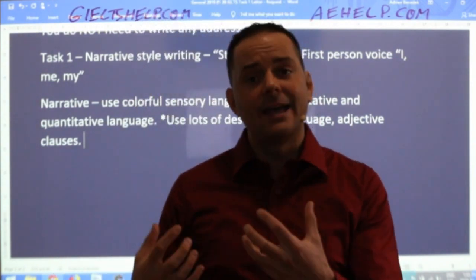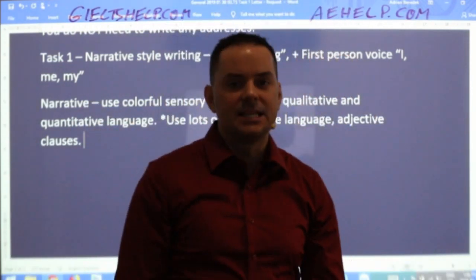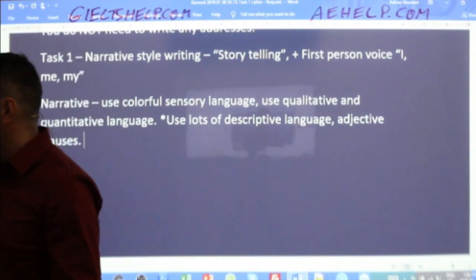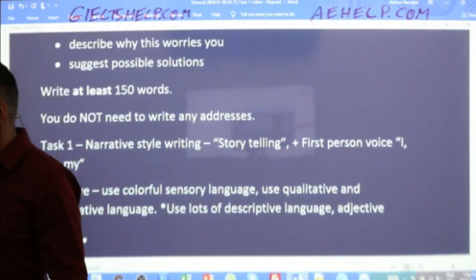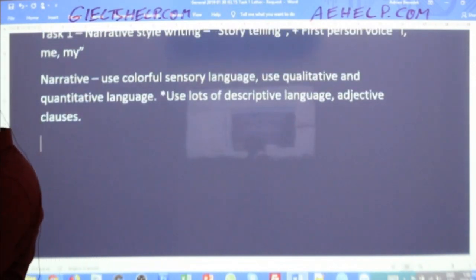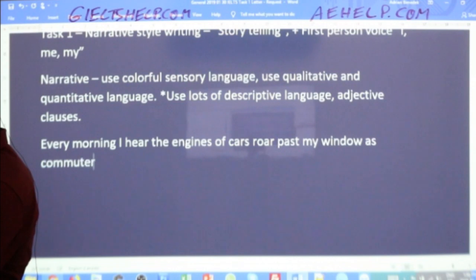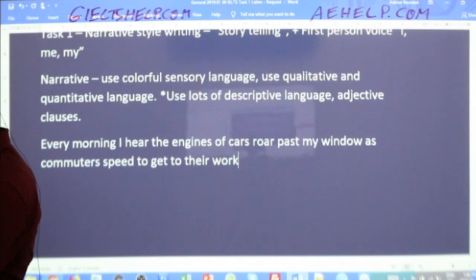And we have a lot of language, of course, which is developed around those 5 senses. Okay, so just before we begin our writing here, an example of the 5 senses is: every morning I hear the engines of cars roar past my window as commuters speed to get to their workplace.